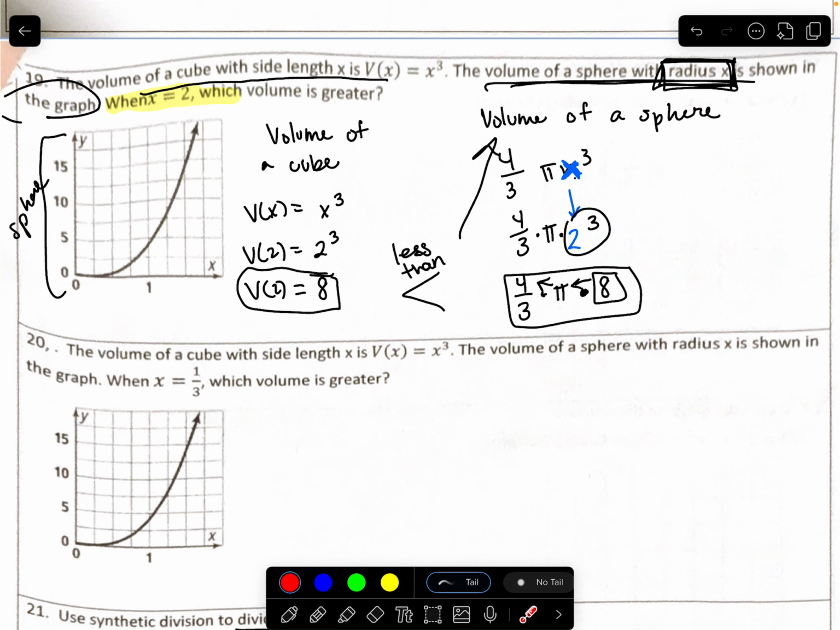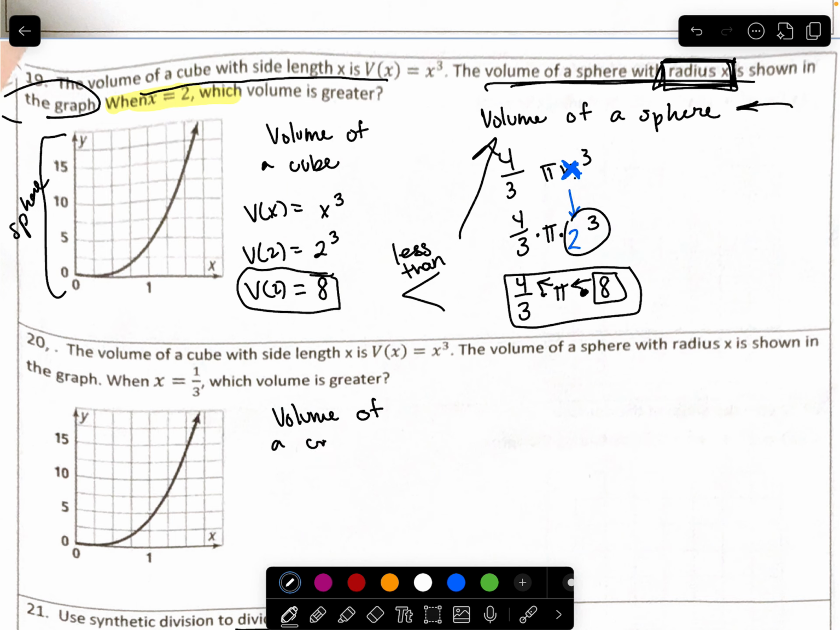Now let's do the same thing for number 20. But now we can actually see where x equals 1/3 is. So these are in quarters. So this is 0.25, 0.25, 0.25, 0.25. 1/3 is going to be around here. Now let's check. Since it's pretty small, it's not very accurate, so we still have to actually do this. So volume of a cube.